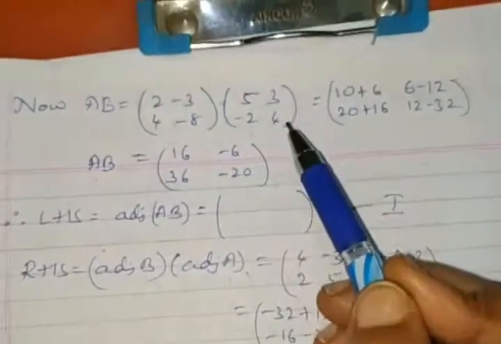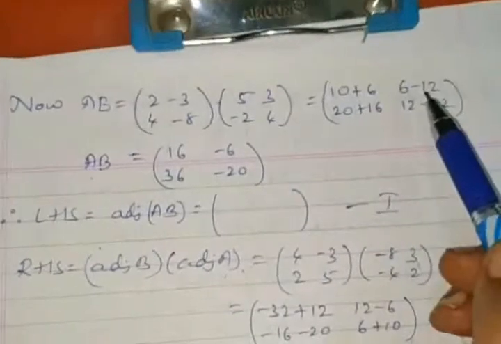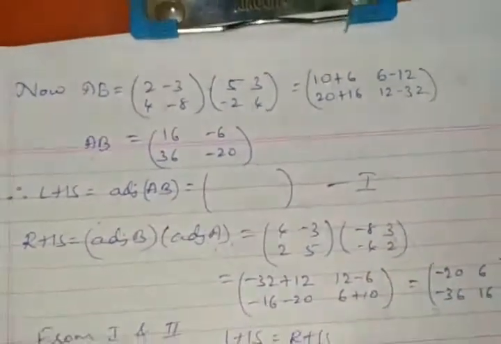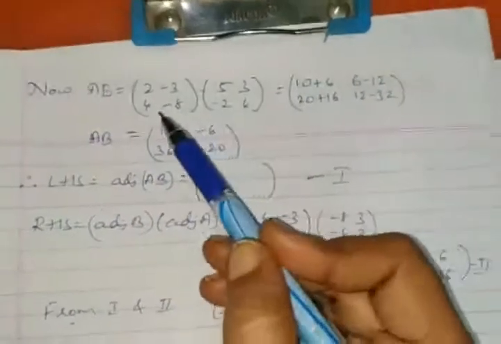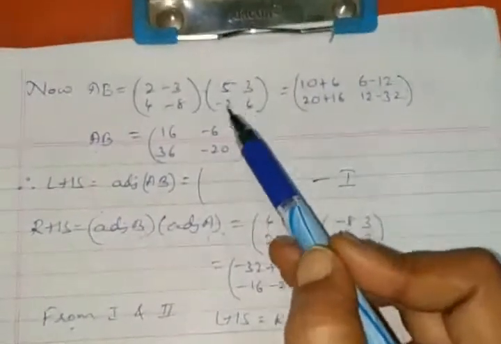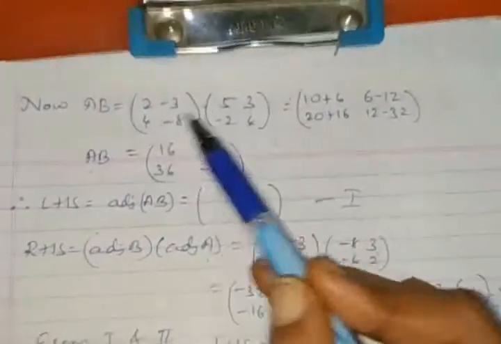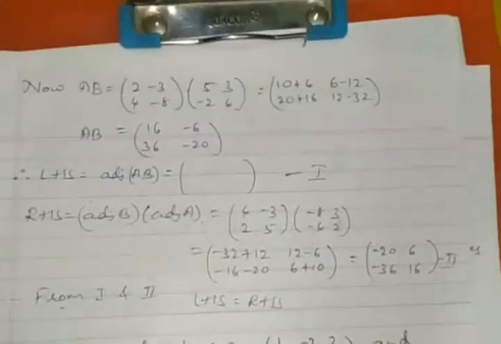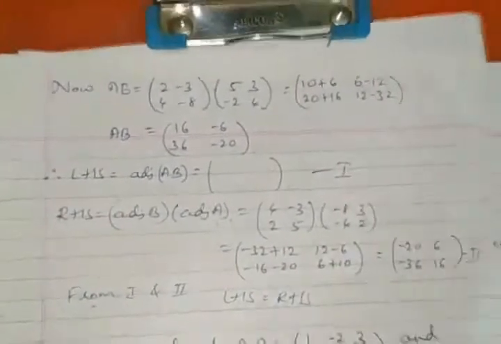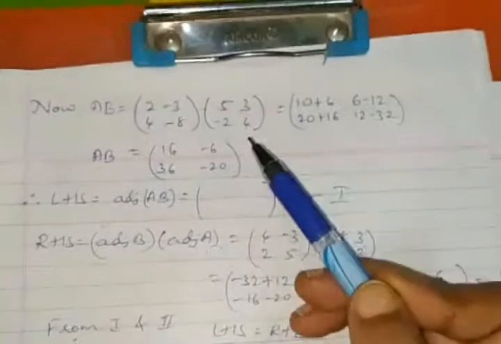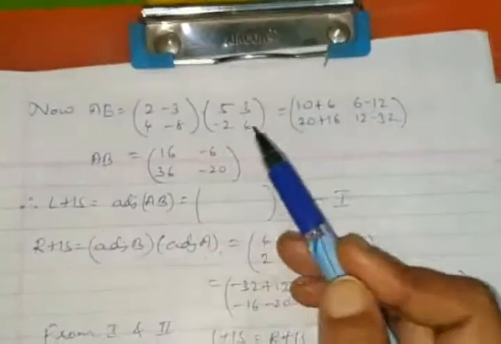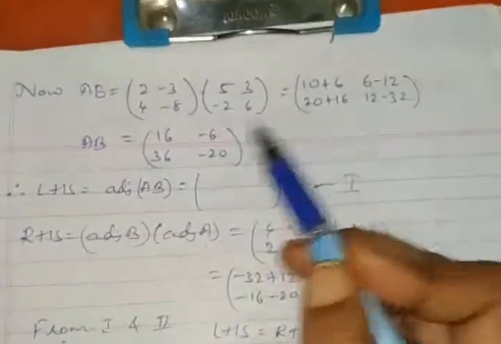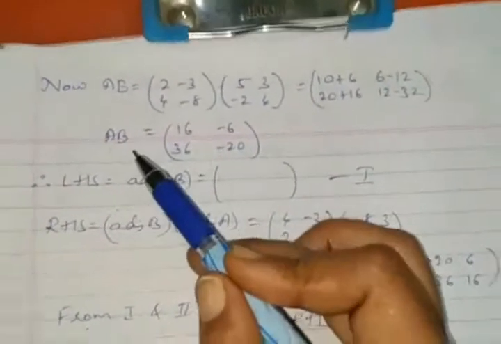First row, second column. It is 6, it is minus 12. We have followed by second row, first column. It is 20 plus 16. Followed by second row, second column. It is 12 and minus 32. So we're left with 16. This is minus 6. This is 36. This is minus 20. It's AB.